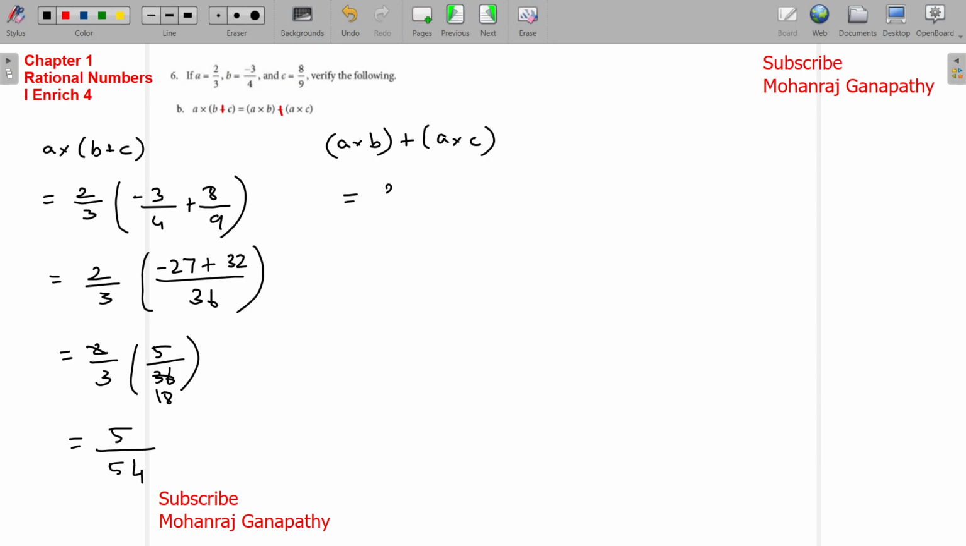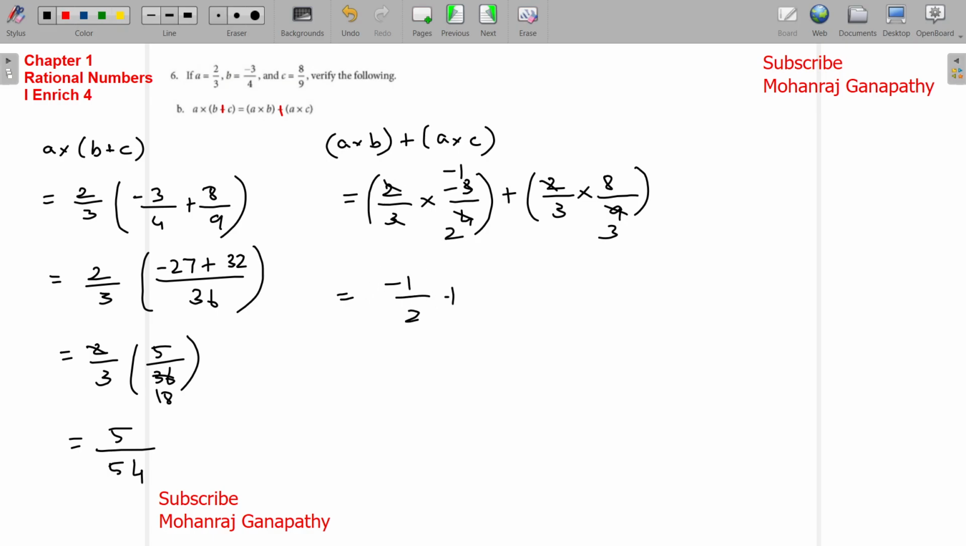A into B plus A into C. A into B, 2 by 3 into minus 3 by 4, plus 2 by 3 into 8 by 9. 3 3s are 9. 3 into minus 1 is minus 3. 2 into 2 is 4. So minus 1 by 2 plus 8 by 9. What is LCM?